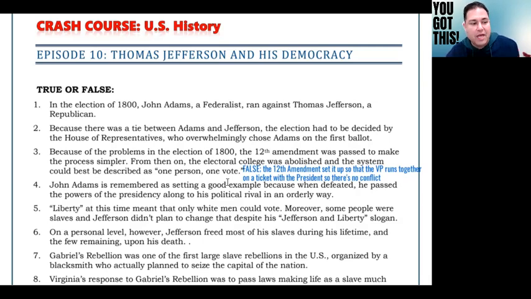So that's number three. Number four, John Adams is remembered as setting a good example because when defeated, he passed the powers of the presidency along to his political rival in an orderly way. So number four is true. That's called the peaceful transfer of power that started after the election of 1800, when one party passed power peacefully along to the other party. And that has happened throughout our history, with a couple of exceptions.